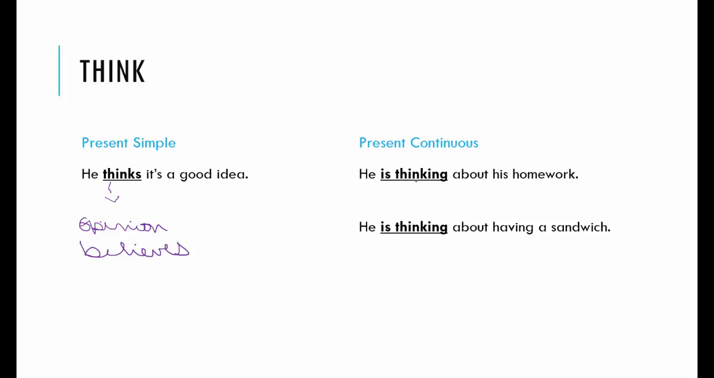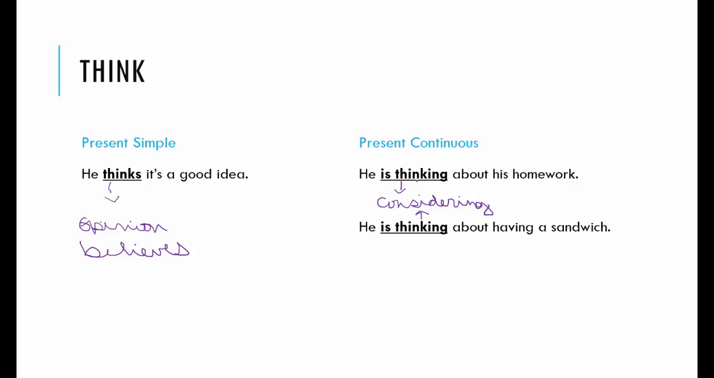Over here, when we use is thinking in the present continuous, it means something different. It means more like he is considering, would be the word I would use. It's more of an action now, whereas an opinion or a belief is not an action. But if you're actually considering, you're doing the action of moving this idea around in your head, it's more of an action.